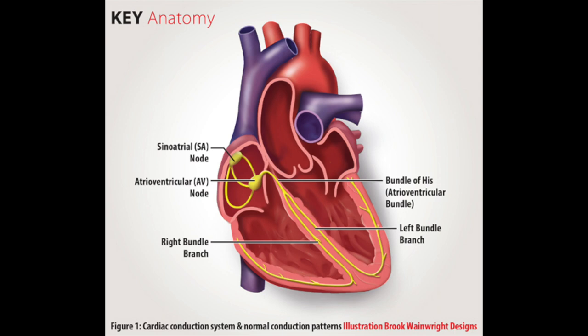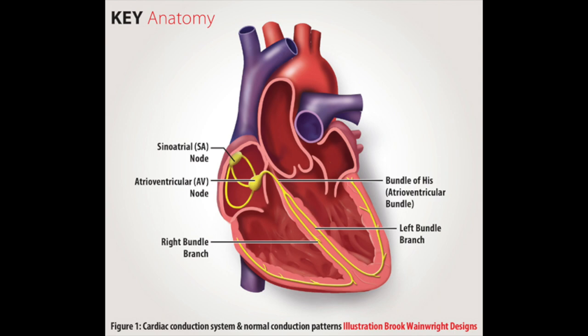So every 60 to 100 times a minute, this SA node generates an impulse that overtakes the entire heart and overrides the entire heart and stimulates a contraction. So the SA node fires about 60 to 100 times a minute, goes through these internodal pathways, or these little wires, down to the AV node, atrioventricular node. From there, there's a slight delay, and it goes to what's called the bundle of His, and the AV junction itself is considered the junctional space.